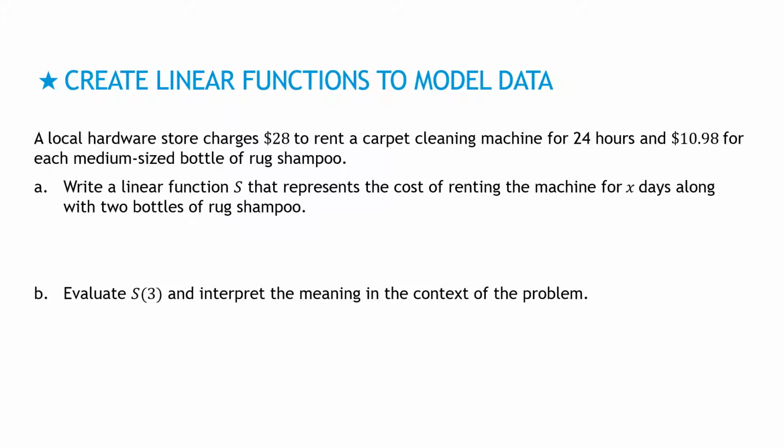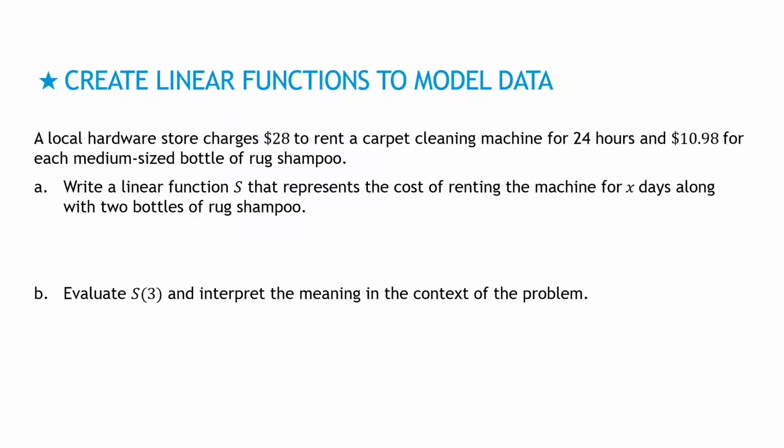So first part, obviously we're dealing here with a carpet cleaning machine, $28 to rent it for 24 hours, $10.98 for each medium-sized bottle of rug shampoo. So the question here is which one of these is slope and which one is a static amount.